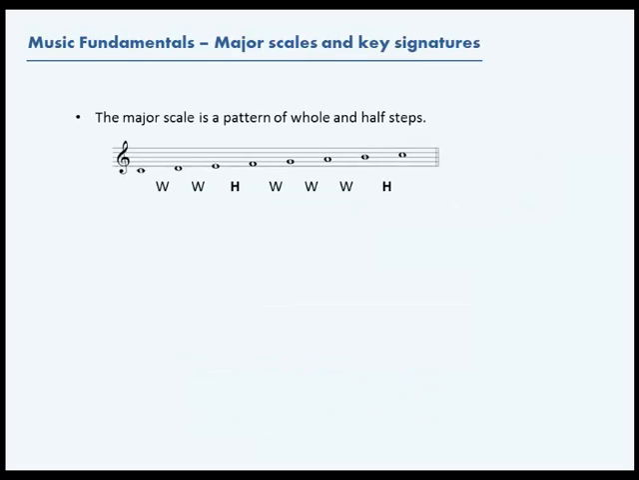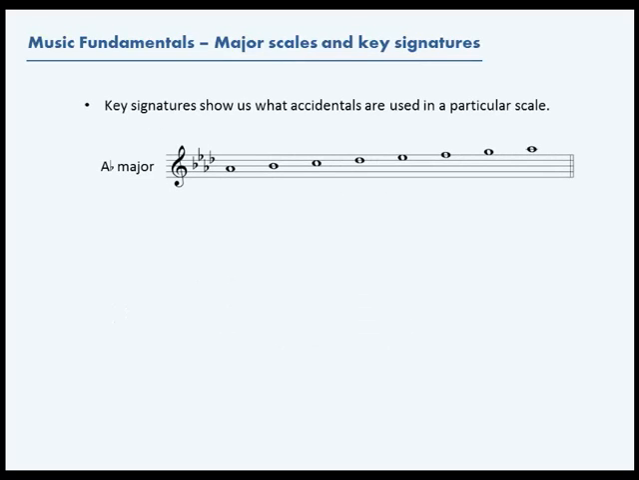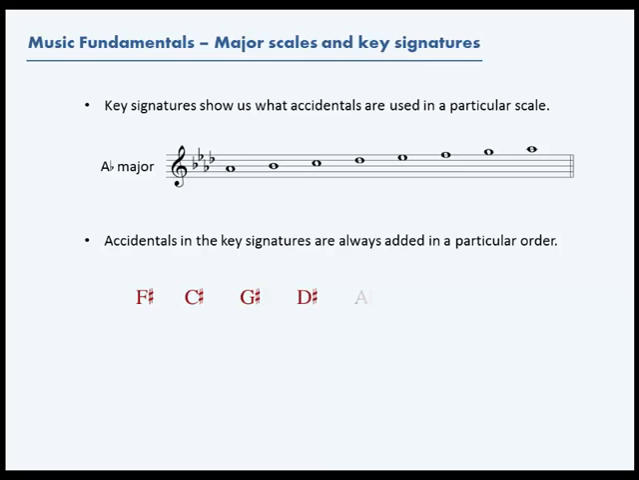So to summarize, the major scale is a pattern of whole and half steps. And we use accidentals to recreate this pattern beginning on any pitch. Key signatures show us what accidentals are used in a particular scale. Accidentals in the key signature are always added in a particular order. F, C, G, D, A, E, and B for sharps, B, E, A, D, G, C, F for flats.